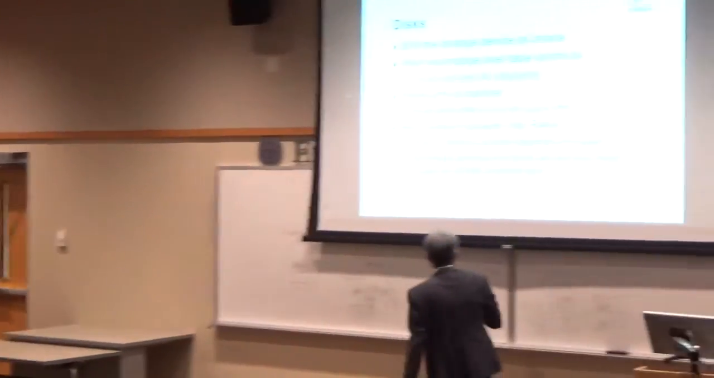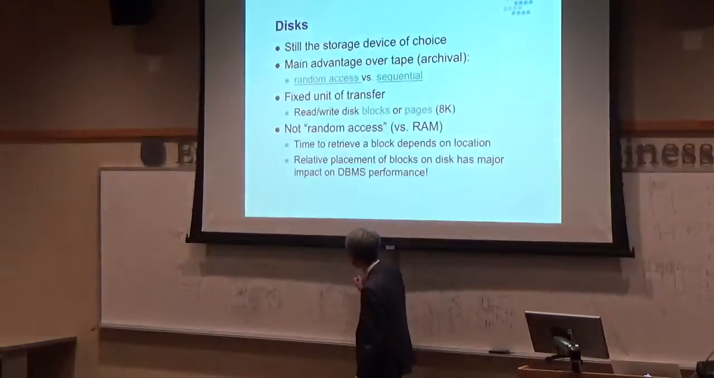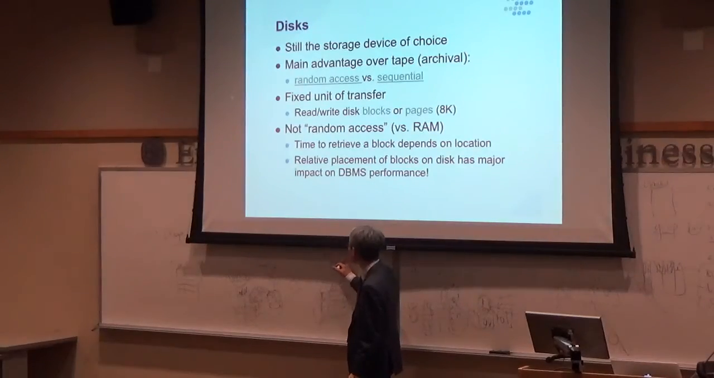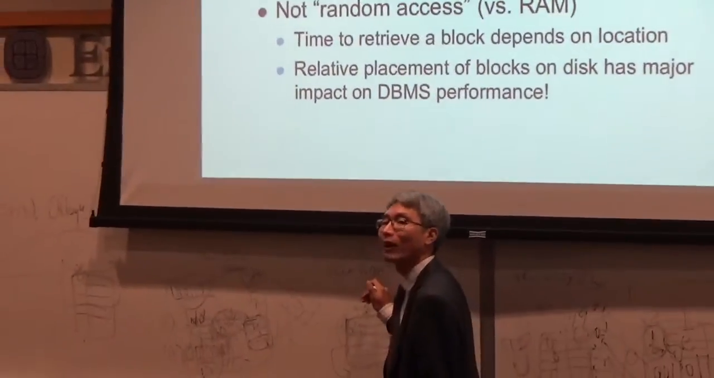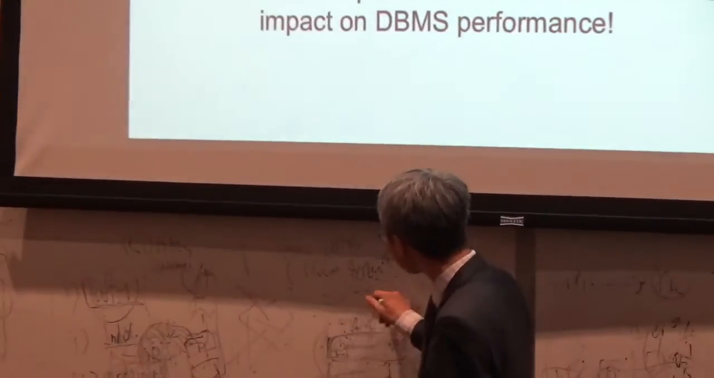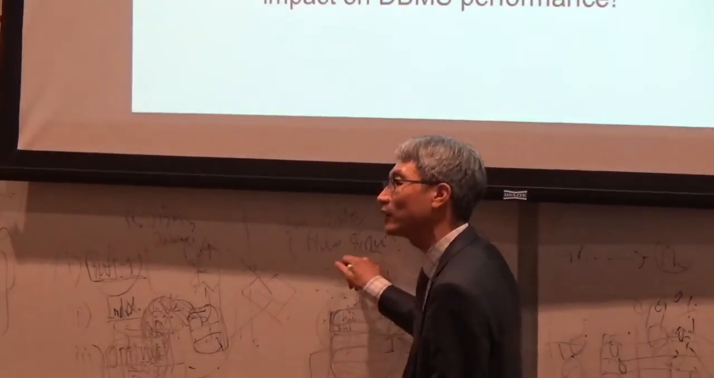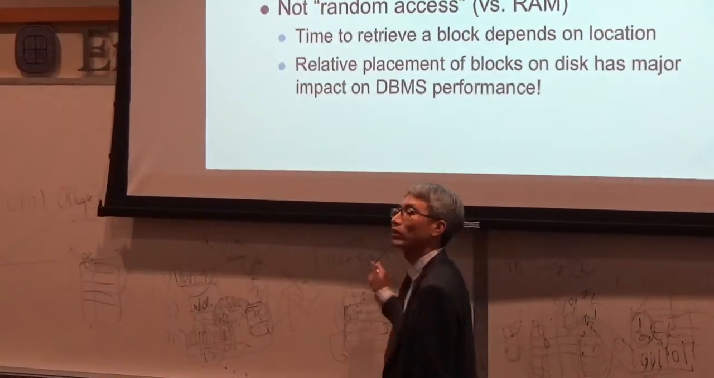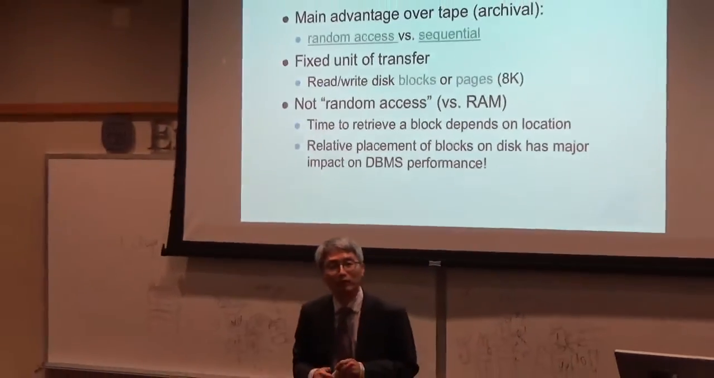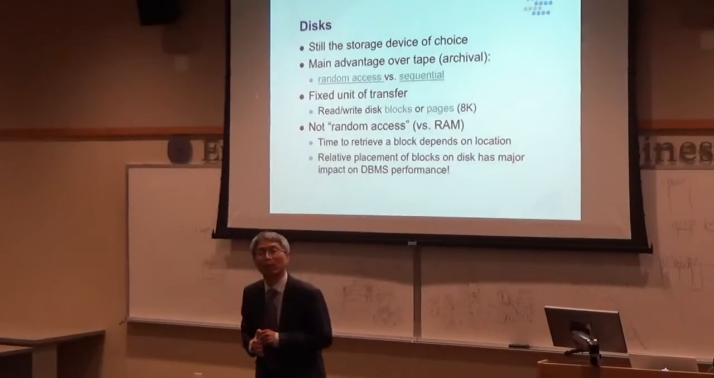Because we cannot read the byte, it cannot be directly sent back to the CPU. Instead, it always goes to the memory. So if we keep such a 512-byte block in the memory, we don't have to read it again. Instead, read from the memory. So that is the idea of the block-based approach.